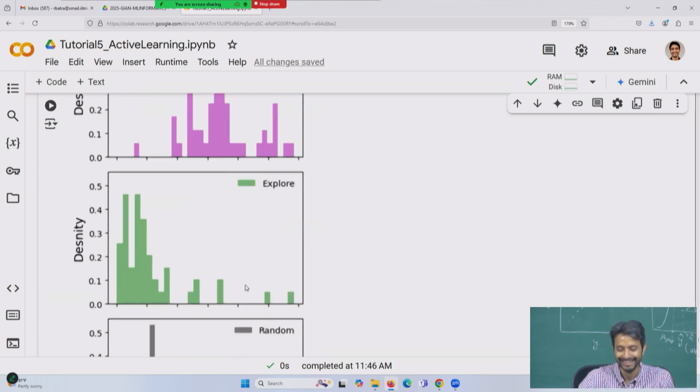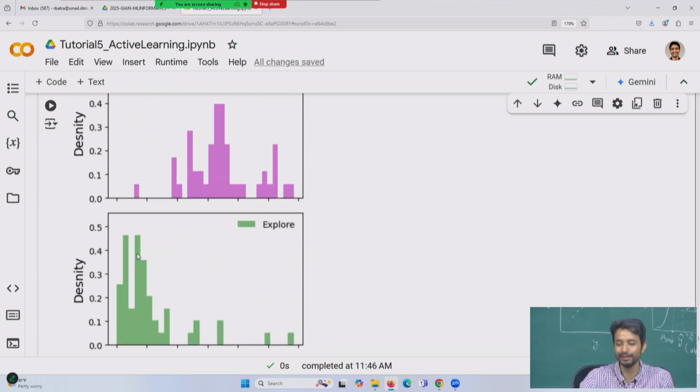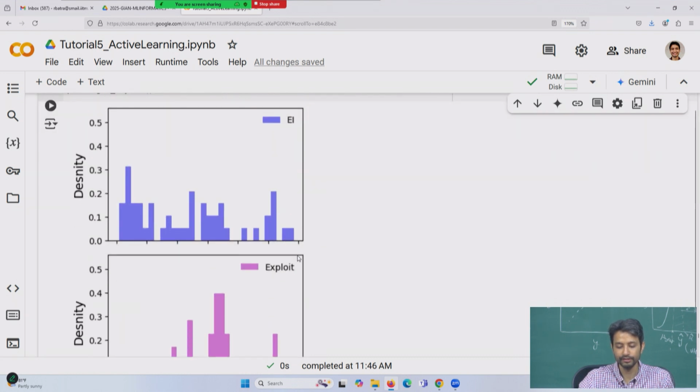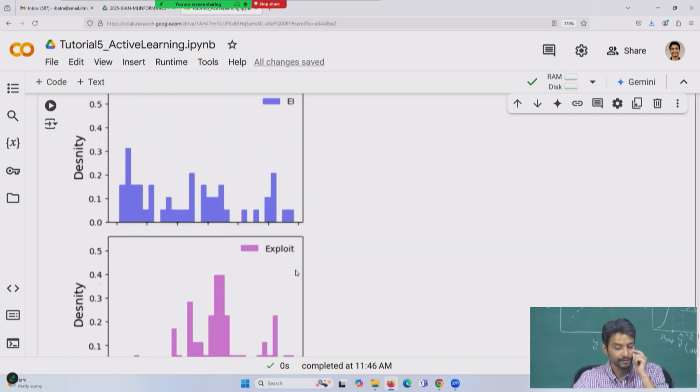And then explore is actually pretty bad, right? Explore is giving me candidates which are very low in band gap. So on this parameter, exploration is not good. But exploration did find the best candidate, right? This is my best candidate, the one with 11.7 eV band gap. Expected improvement also found it, exploitation also found it.